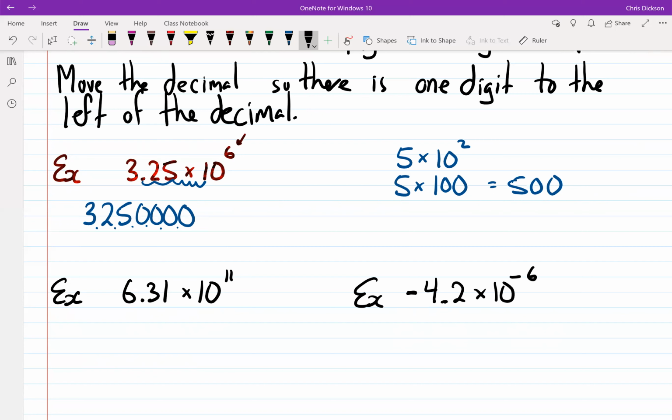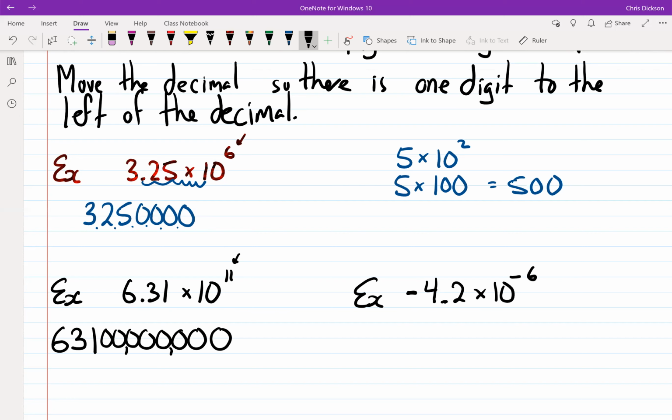In the first one, I'm multiplying by a whole bunch of 10s, so that's going to make this number much, much bigger. Normally I would look at this number and think I have to move the decimal 11 spaces. 6.31, so I would have moved it 2 spaces there. So that's 1, 2, 3, 4, 5, 6, 7, 8, 9, 10. You don't have to put commas in, they don't usually do that anymore, but I like to do it to show the grouping.